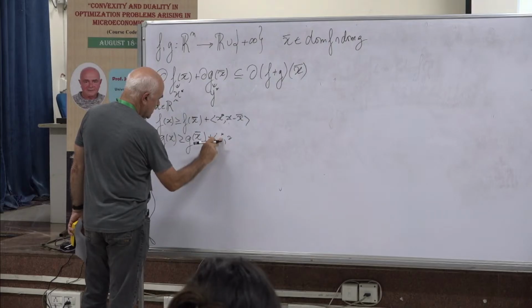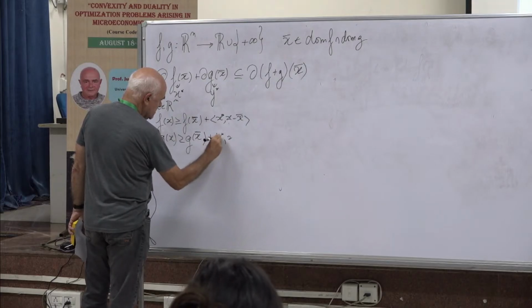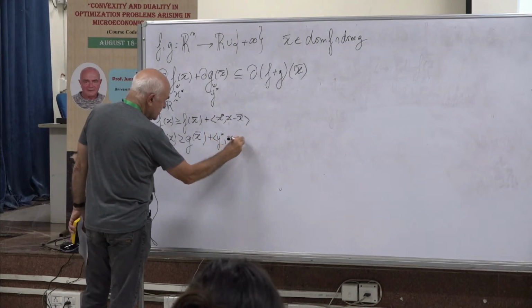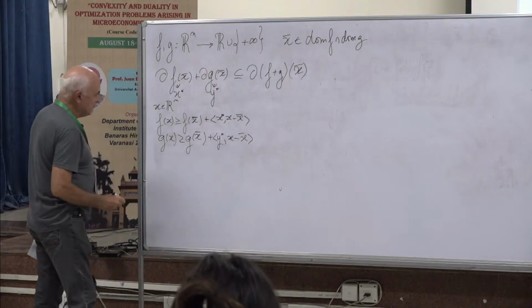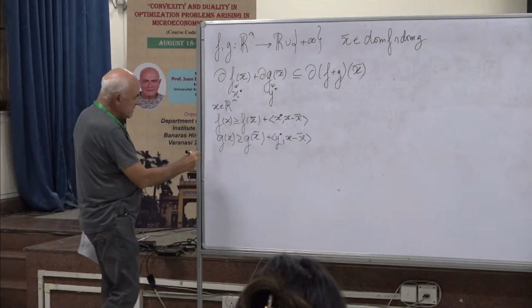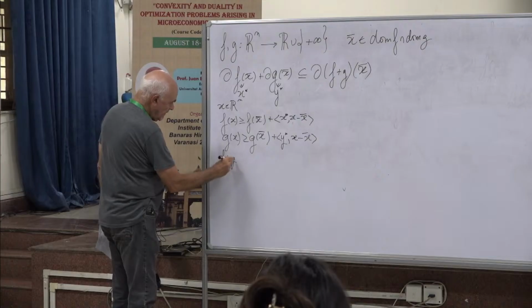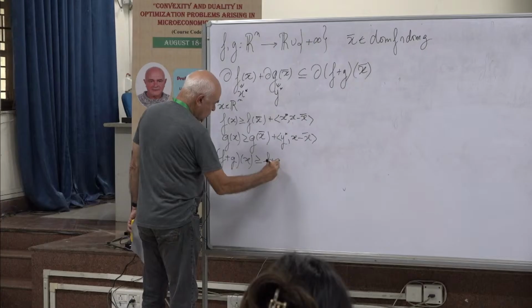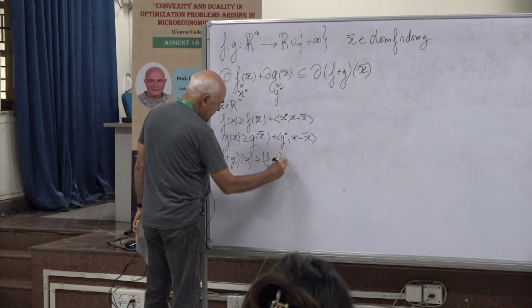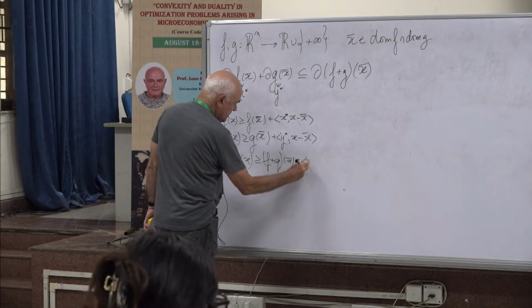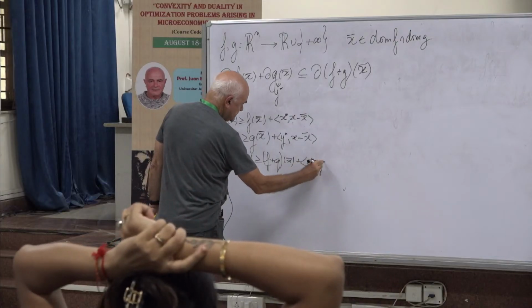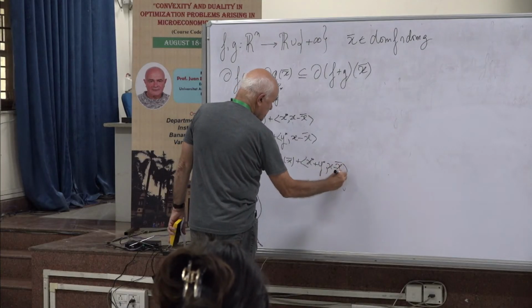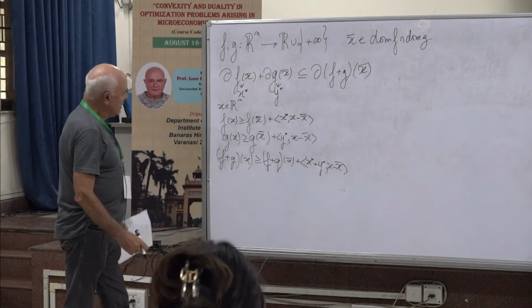And now I am also interchanging x with y without any reason. Okay. And now if you add these two inequalities, then you get this greater than or equal to (f plus g)(x bar) plus (x star plus y star)(x minus x bar). So it's a very, very elementary exercise.